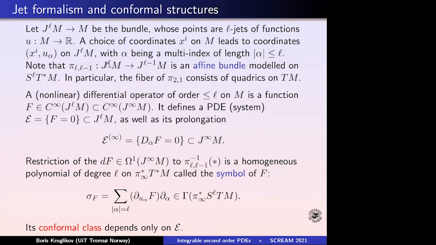Then we have truncation, forgetting about order, for example from L to L minus one, and that's a projection. What is more important is that it's actually an affine bundle, and the fibers are affine spaces associated to the vector spaces S^L T*M. So that's a natural identification. And in particular, when L is equal to two, then we talk about quadrics.